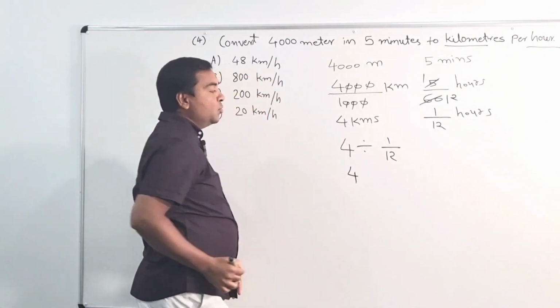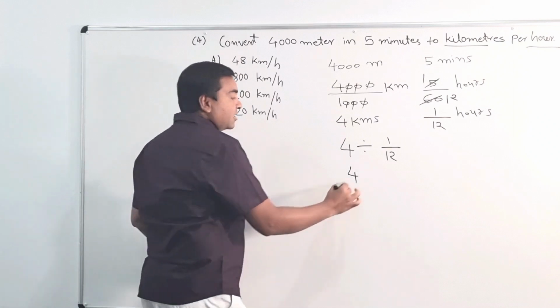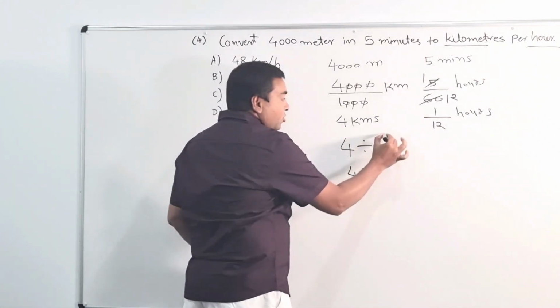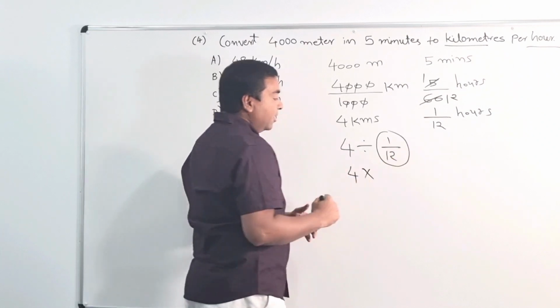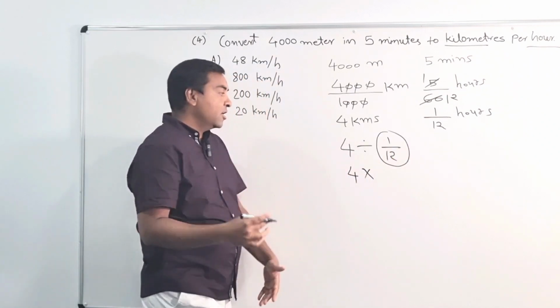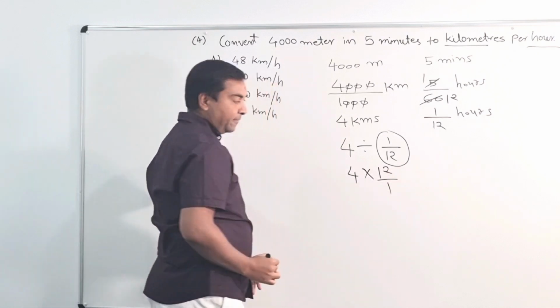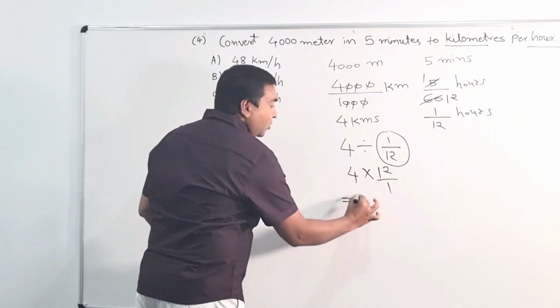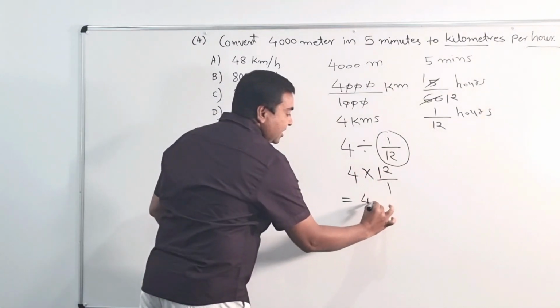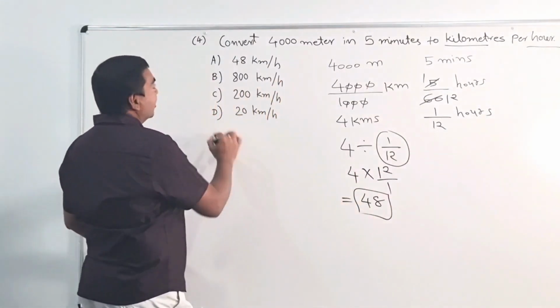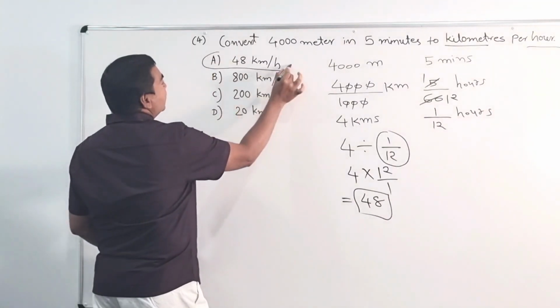And if I change my division into multiplication, then I've got to flip the second fraction. So whatever is the fraction right here, that will be flipped. So I will take the reciprocal. So 1 upon 12 will become 12 over 1. So that is going to be 12 times 4, which is 48. So 48 kilometer per hour is my correct answer, which is matching with my answer A.